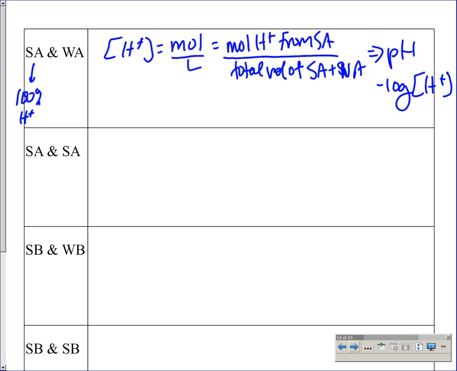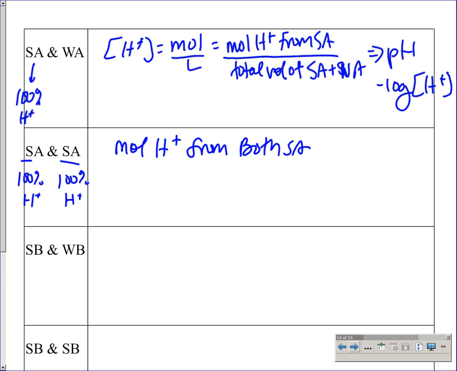diluted H plus concentration. If you have two strong acids, both of these create 100% the same number of H pluses. So you're going to take the moles of H plus from both strong acids, and then you're going to divide by the new total volume to give you the H plus concentration.